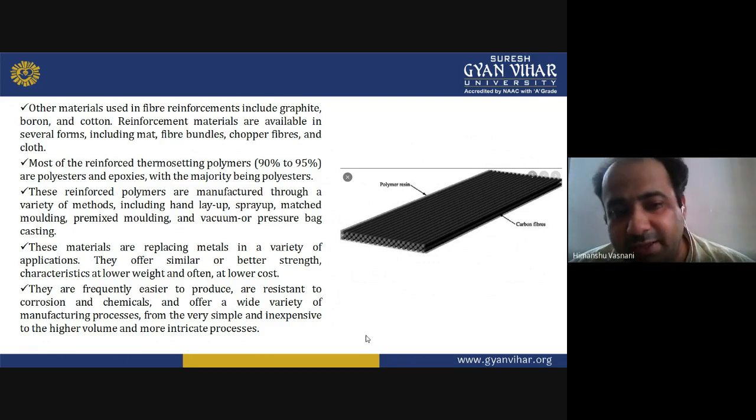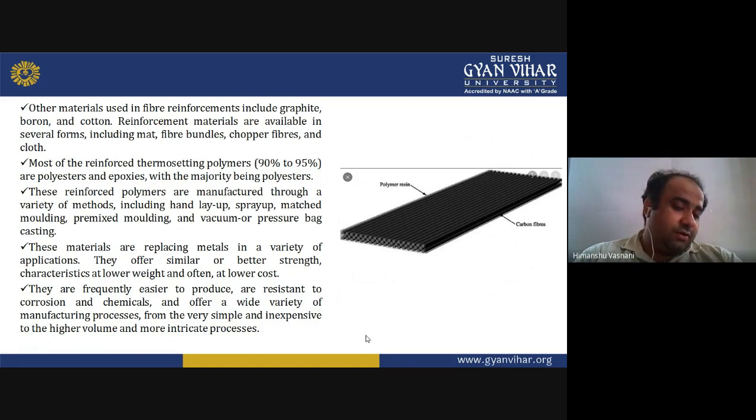Now, these materials are replacing metals in a variety of applications. They offer similar or better strength characteristics at lower weight and often at lower cost. They are also frequently easier to produce, and are resistant to corrosion and chemicals. This is a really good and very positive point, that they are frequently easier to produce.